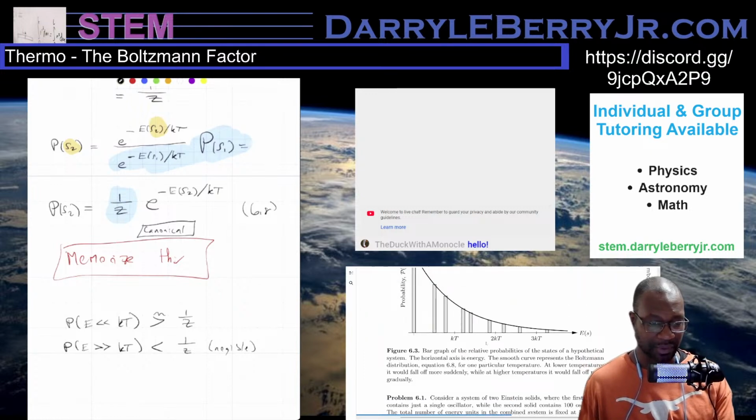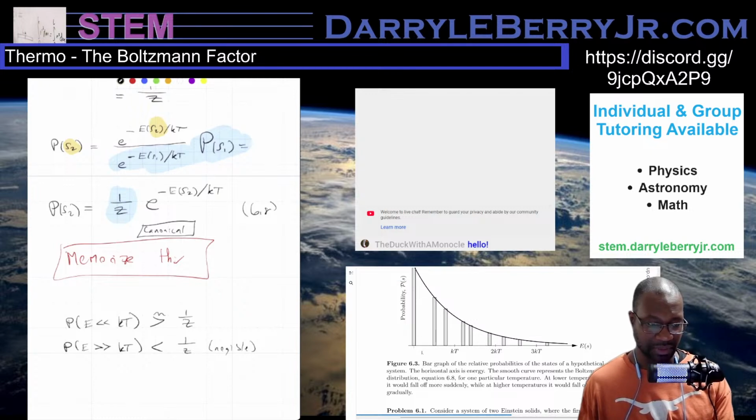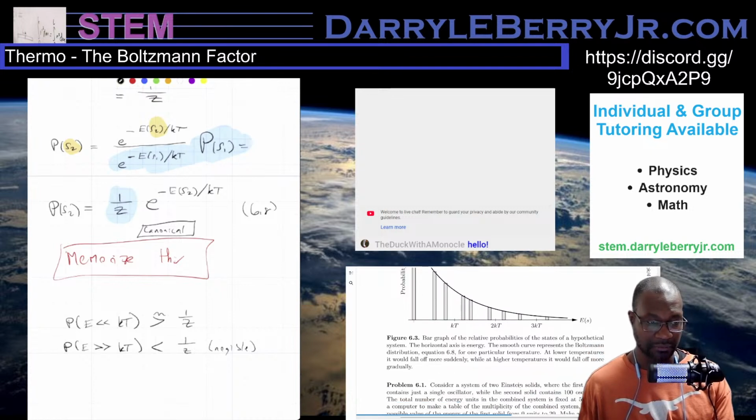And here's the bar graph of relative probabilities of the states of a hypothetical system. The horizontal axis is energy. The smooth curve represents the Boltzmann distribution, which is exponential, equation 6.8, for one particular temperature. At lower temperatures, it will fall off more suddenly, while at higher temperatures, it will fall off more gradually.